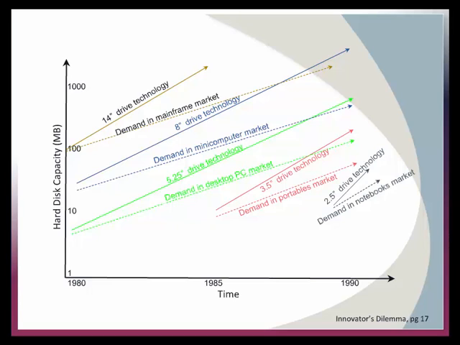So this is the example out of Christensen's book with disk drives, just to show you that just in that one market segment, this didn't just happen once or twice. It's happened 4 times it's been disrupted. And it's about to be disrupted for the 5th time.